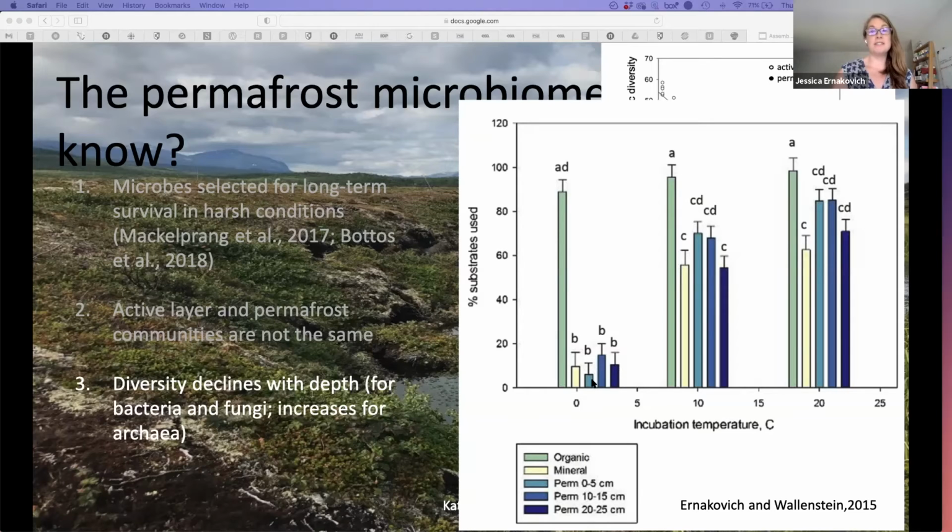So the permafrost is not using very many different types of substrates at 1 degree. They ramp up at 10 and 20, which was pretty surprising to me. The organic active layer actually keeps the same growth rate throughout, keeps the same number of substrates used throughout those temperatures. Growth rates did track temperature, but the active layer was actually more competitive as well.